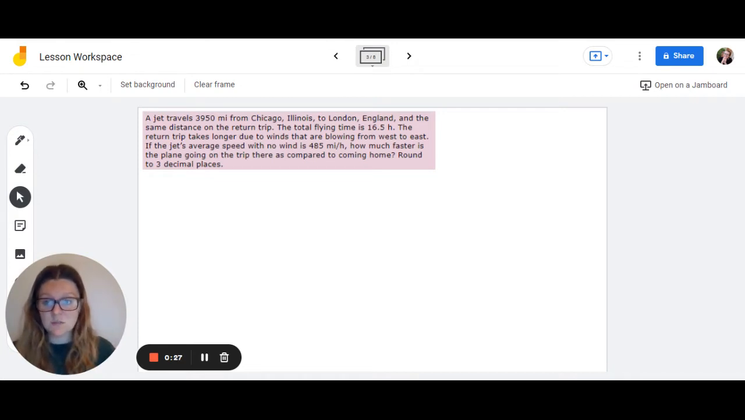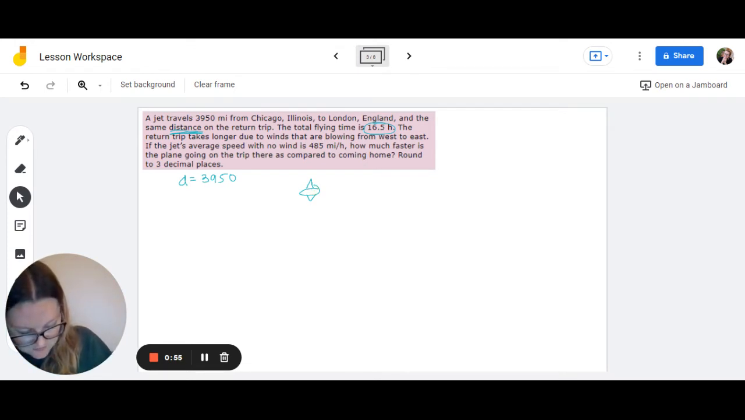Okay, lots of stuff to unpack here. First, let's talk about this distance. It says the jet travels 3,950 miles. I'm going to label that right away as my distance. And it says it's the same distance on the return trip, so we're going to use that for both scenarios. Then it tells us the total flying time is 16.5 hours. So let's think about what's happening here. We have our little airplane. We're going to pretend that looks like an airplane. He's flying there, and then he's flying the same distance back.